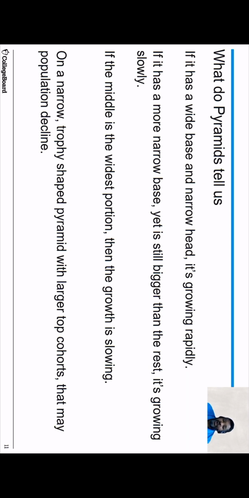If the middle is the widest portion, then the growth is slowing. On a narrow trophy-shaped population pyramid with, say, a large top cohort in the 80 to 85 range, that tells us that there is a high crude death rate and a lower crude birth rate, indicating to us that that population may be starting to decline.